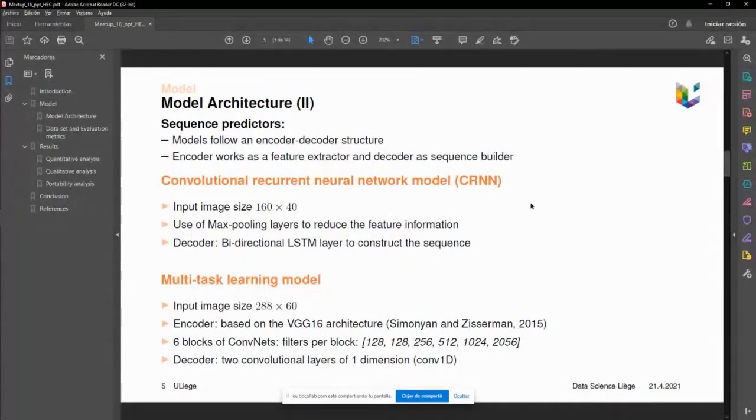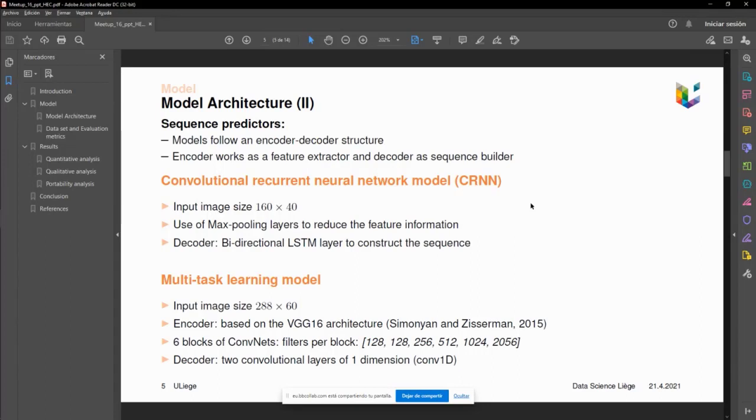So that's the reason this model uses input image sizes of 160 by 40. In this case, we remove the convolutional stride layers by using max pool. And for the decoder part, it's a bidirectional LSTM layer that works perfectly for this scenario.